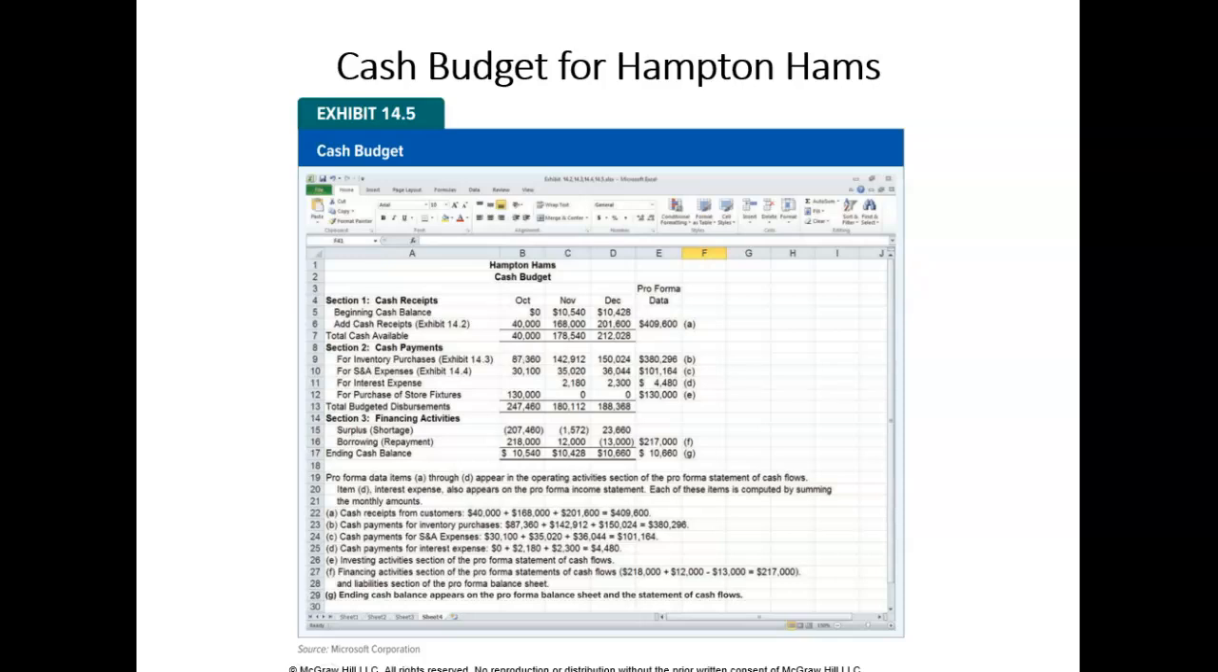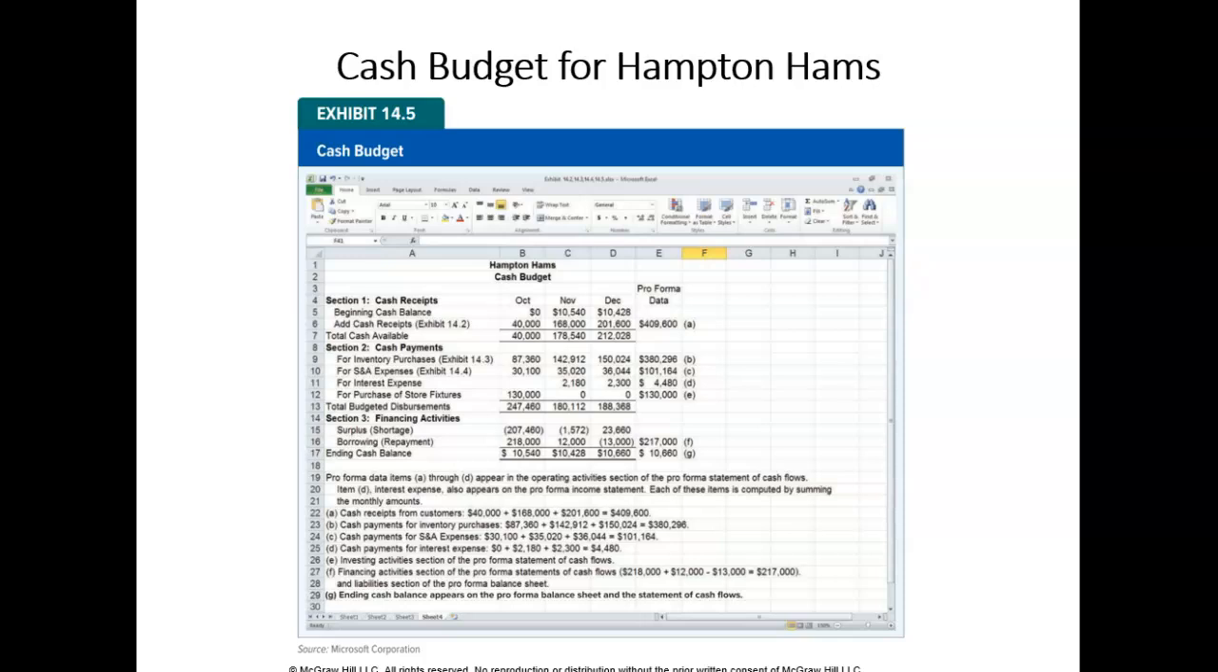$40,000. This is why you prepare a budget. So we see already in the first month, we're going to have a shortfall of roughly $207,460. Therefore, we're going to make plans to borrow in October $218,000. This allows us to take care of all of our disbursements as well as maintain our minimum cash balance of at least $10,000. So what the budget does, it allows you to plan properly.